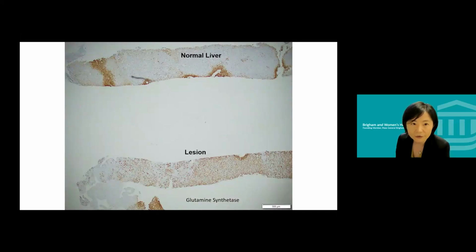So glutamine synthetase would be a very useful stain to identify where the lesion is and where the background liver is. But I have seen a number of adenomas which seem to retain a relatively normal appearing glutamine synthetase staining pattern. But that's very rare. So the majority of lesions will show some difference compared to the background liver.